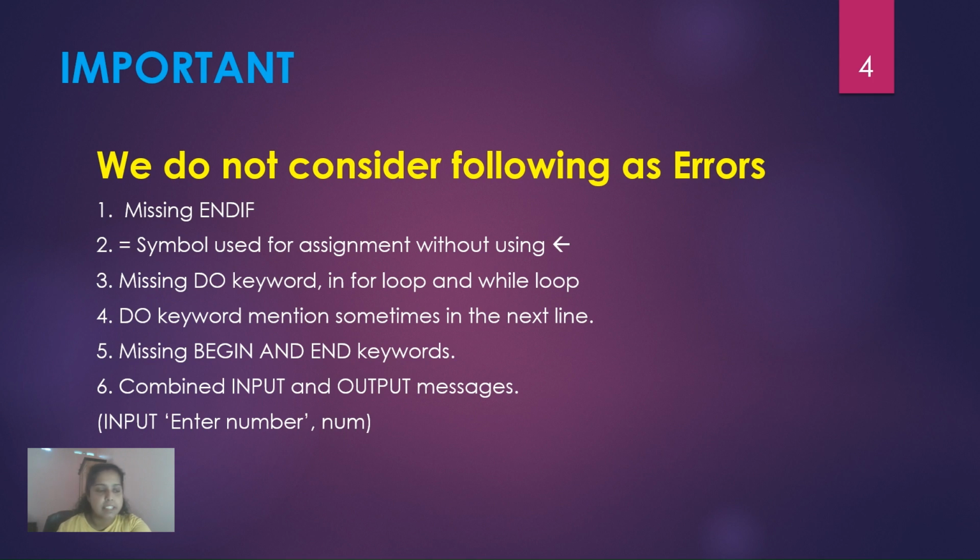Missing begin and end keywords. We can see missing begin and end keywords in most of the cases. Begin and end is not required in some syllabuses. When writing an algorithm, it's good if you can write begin and end, but it's not essential. Combined input and output messages. When writing input and output messages, we can write them separately or we can combine them. We also do not consider that as an error. We can write like this: input, enter number, comma, number. That is a very accurate, valid statement.